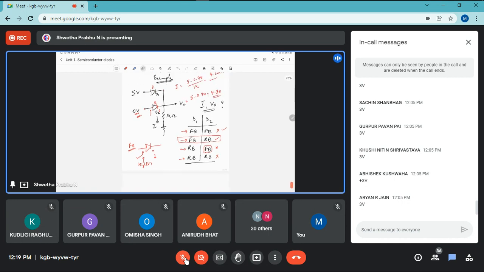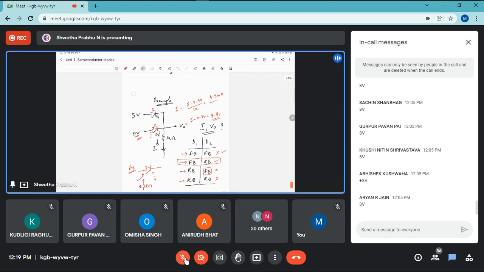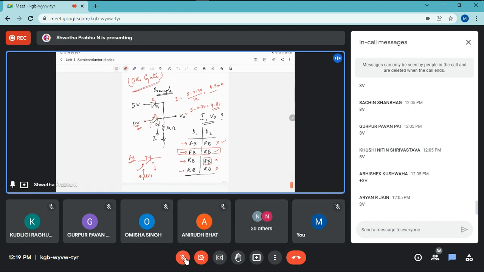So this circuit behaves like an OR gate. This is an example for an OR gate circuit. Please make a note. And this example, whatever I have explained, is clearly explained in the Robert Boylestad textbook. So those who are referring to the textbook, please go through it. Clearly they have explained whatever I explained just now. Once you go through, this is basically an OR gate circuit.